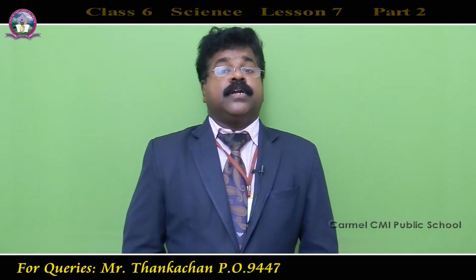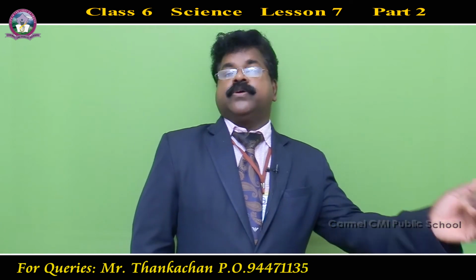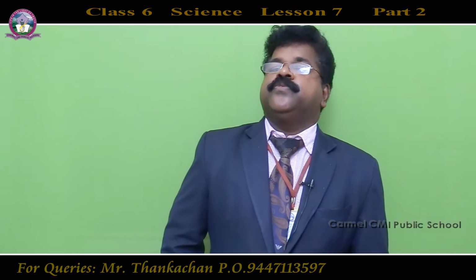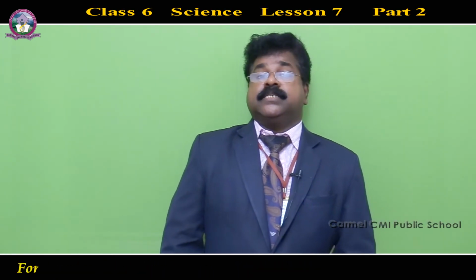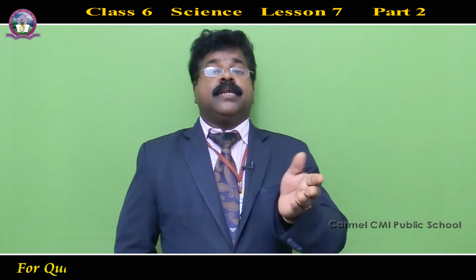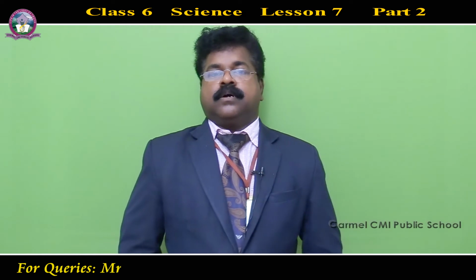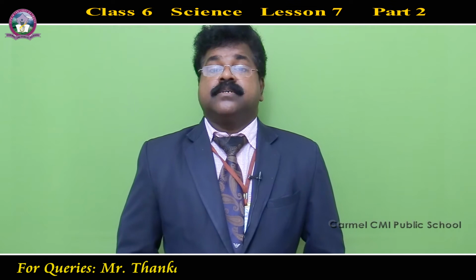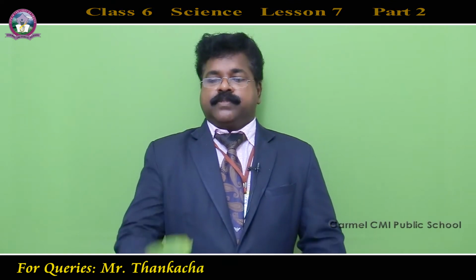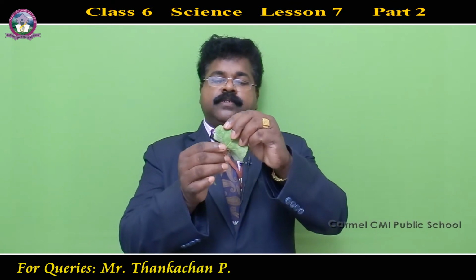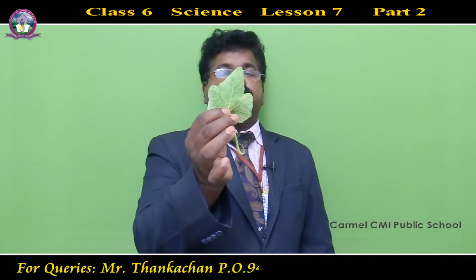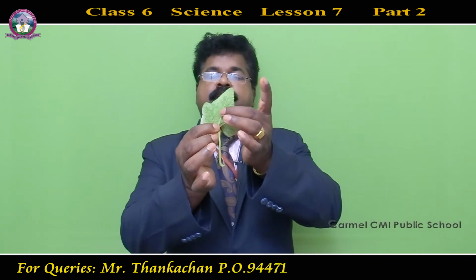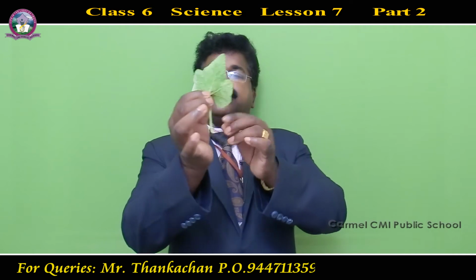Now you may wonder, what is venation? That we have already covered in the previous portion. Venation is the design made by the veins on the leaf. You can observe, if you look at the backside of this plant, the veins are there. Very prominent structures. These line-like structures are known as the veins.